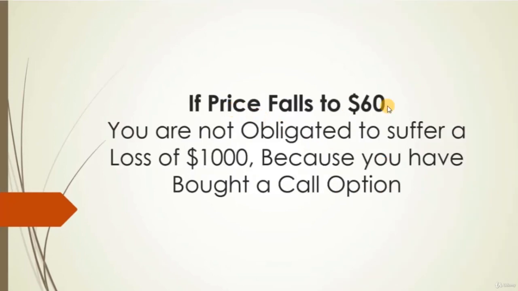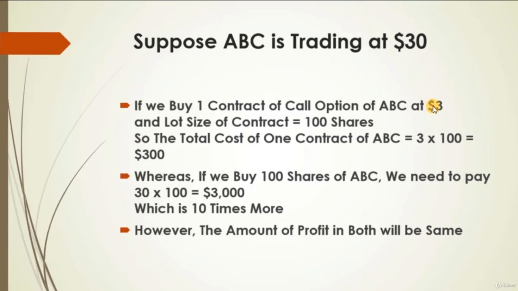But if stock price falls to $60, you are not obligated to suffer a loss of $1,000. You will let the option lapse and your only loss will be the premium you have paid at the execution of the trade, that you paid to enter the trade as premium amount, and that is also the cost of your call option. Now in this case, the option premium is $3. But to calculate the total premium of a particular option, you need to multiply it by the number of shares covered in one contract. So, in this case, the total premium of the call option is $300.